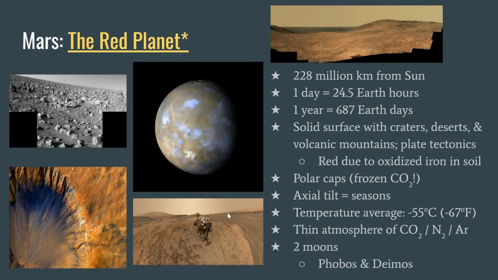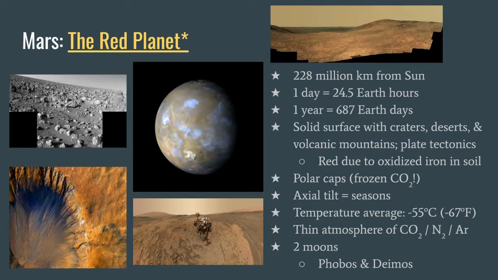I forgot about Mars. So Mars is the last planet we will talk about today. Mars is the red planet. It is 228 million kilometers from the sun. One day is 24.5 Earth hours. So again, one day is 24.5 Earth hours. 1 year, though, is 687 Earth days. All right, so the day is just about as long as our day. However, their year is almost twice the amount of our years here on Earth.